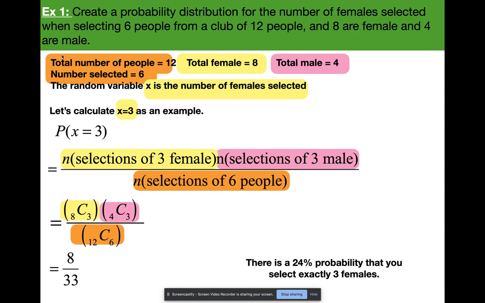Now, this is not a probability distribution though. This is only one particular value for a random variable. A probability distribution lists all the possible values. So I could continue to do this by hand, and I could calculate the probability that x equals 0, the probability that x equals 1, the probability that x equals 2. But again, we have tools available to us, so we are going to the spreadsheets.